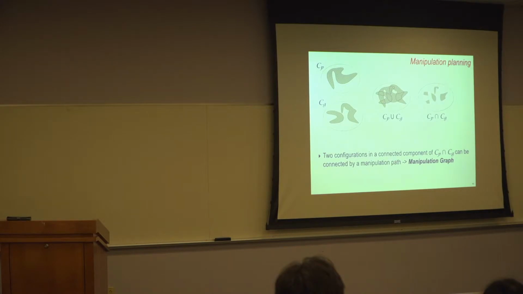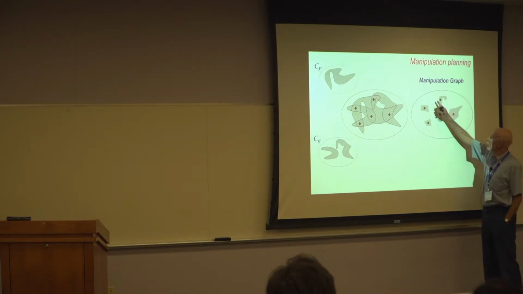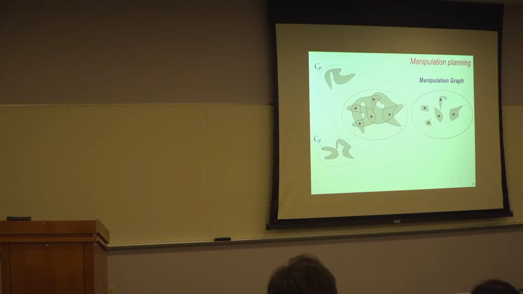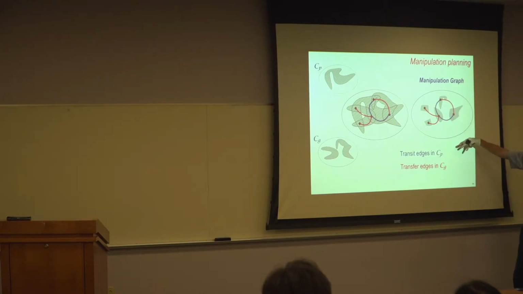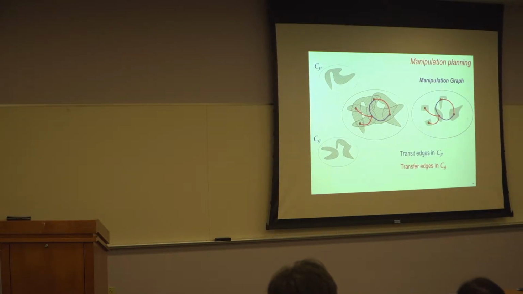Configurations in a connected component can be connected by a manipulation path. So basically, each CP inter CG area is a node of my manipulation graph, and then I'm going to connect these nodes with arcs that, if they fit in CP, are transit arcs, and if they fit in CG, as you can see here, are transfer edges. So I have my manipulation graph with transit edges, where the robot moves along, and transfer edges, where the robot carries the objects. And within each of these areas, I have the sequence of transfer and transit edges in order to perform the grasp and motion.